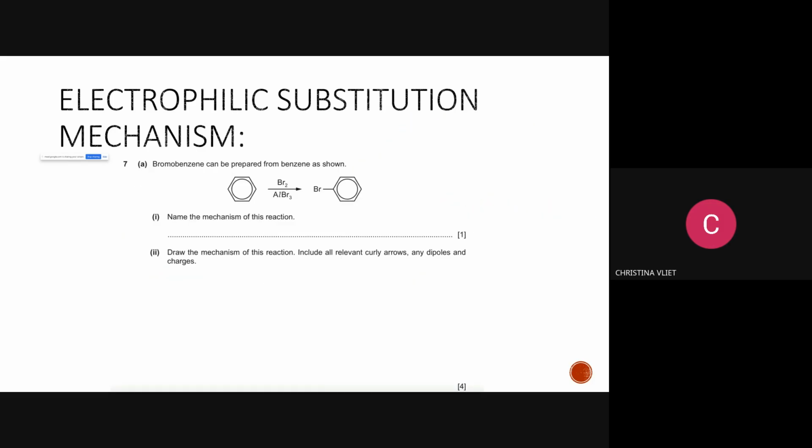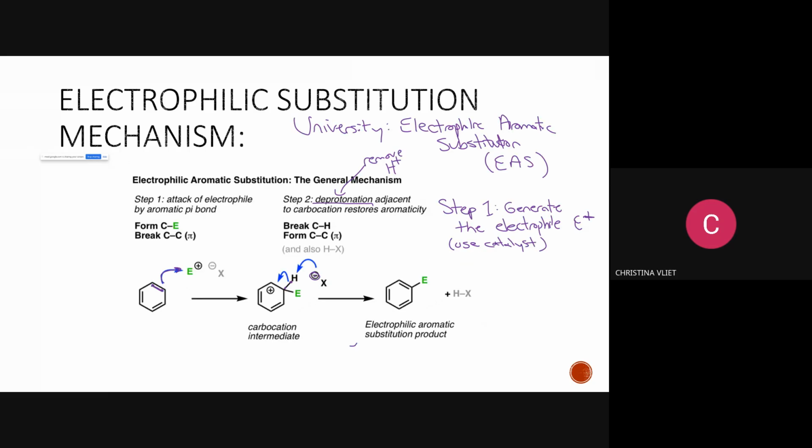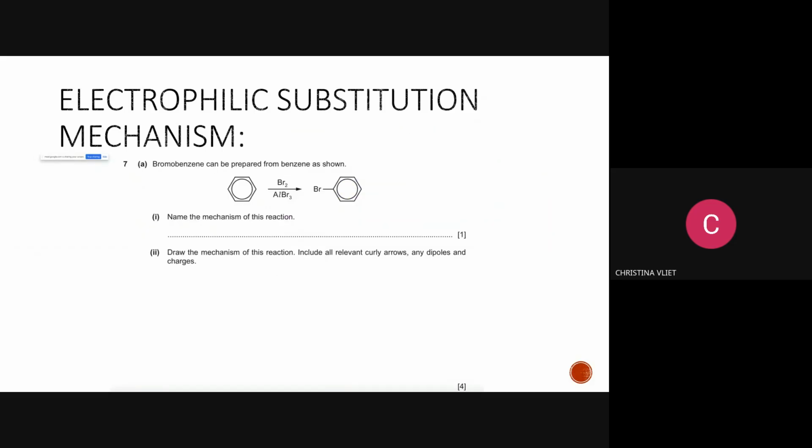All right, so with that being said, let's take a look at a Cambridge question, how we would create this from scratch. Electrophilic substitution reaction. Bromobenzene can be prepared from regular benzene as shown. Name the mechanism. So first of all, the official Cambridge name for the mechanism is just electrophilic substitution. I'll put here aromatic. You do not have to say that. It's not wrong, but you don't have to say it.